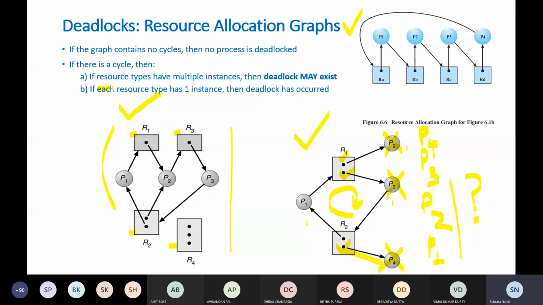So if each resource type has only one instance, then such a cycle with multiple processes will definitely make sure that there is a deadlock, right? But if there are multiple units corresponding to each type, like in the first and the second case here, this may or may not be a deadlock. Then we have to analyze.